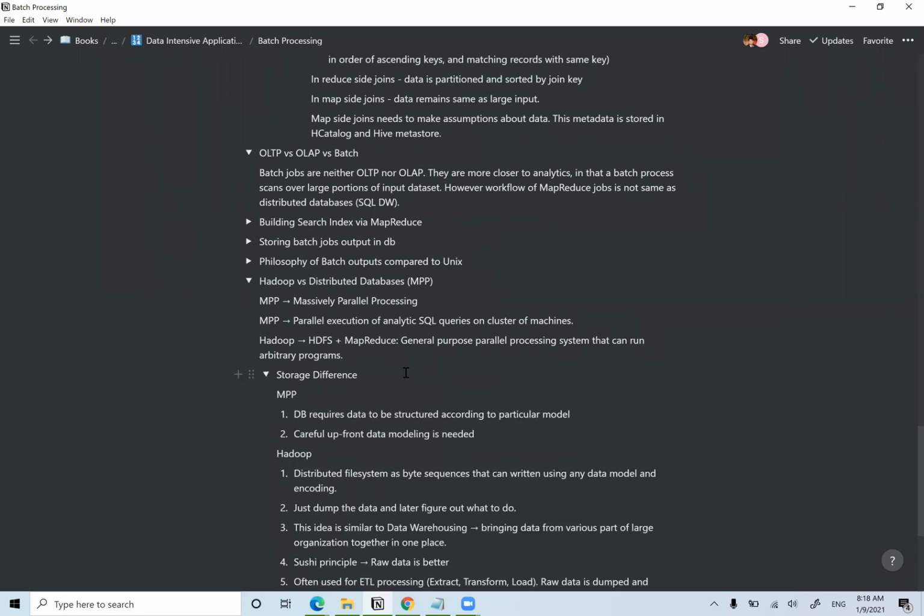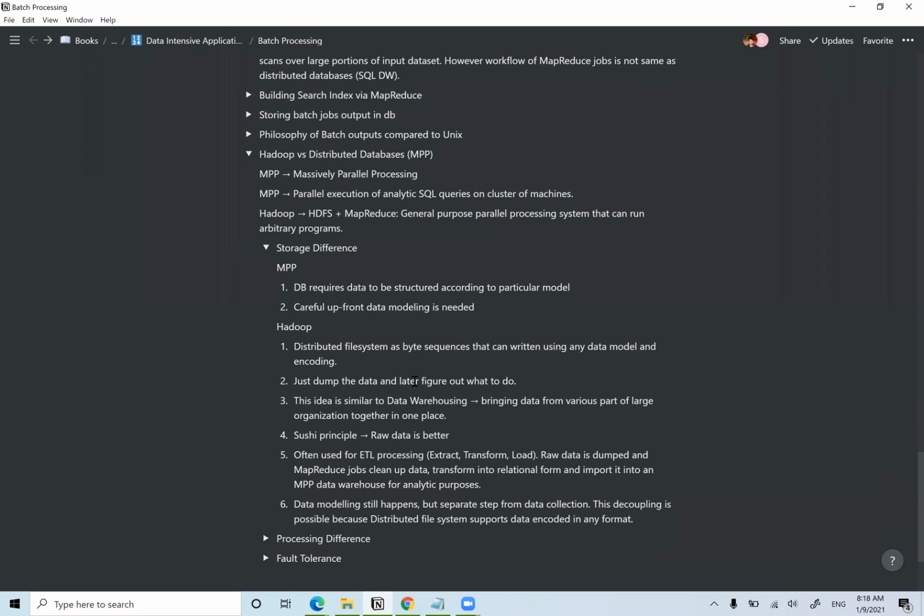So let's go one by one. The difference in storage. Generally these OLAP kind of databases, because they are databases, require you to store data in a very structured way in a particular model, right? You have to define the schema of your data, you have to define what the columns are, and then you store your data in that form. So before storing your data, you have to do careful data modeling.